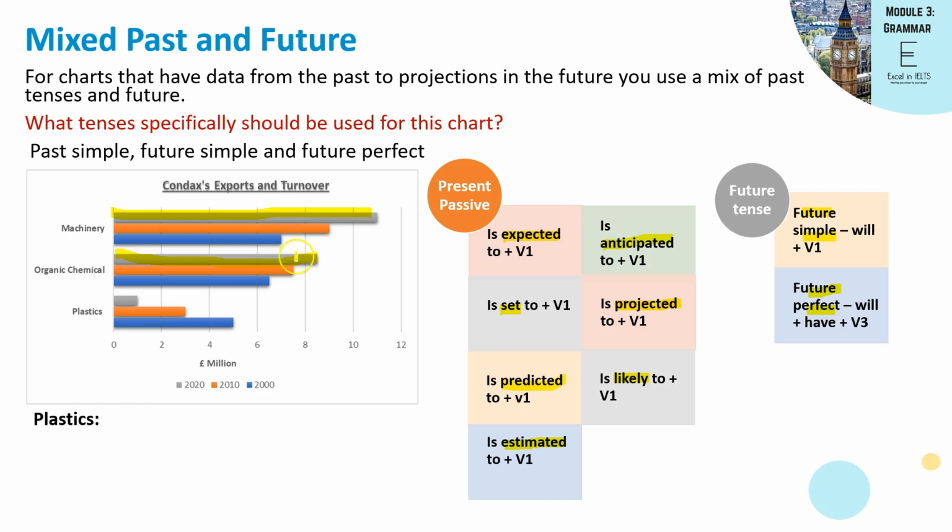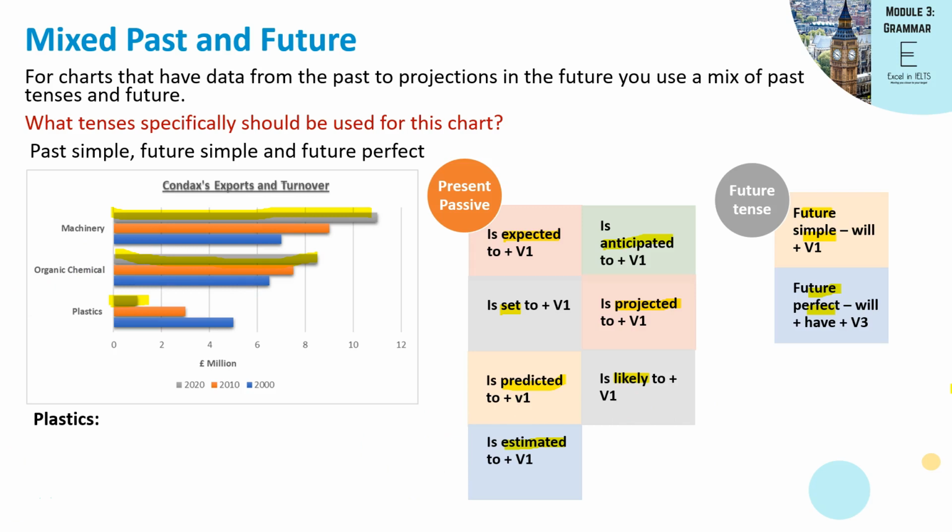What I want you to do is have a look at plastics. So here you go, have a look at this one, and I want you to write what plastics is expected to be in 2020 in 3 different ways. 1, I want you to write it using the present passive. 2, the second one in the future simple, and then the third one in the future perfect. So it's the same sentence, you're just writing it in 3 different ways. Okay, so pause here and then play again when you're ready.